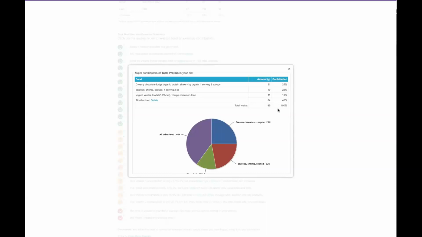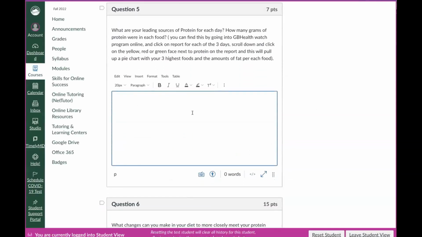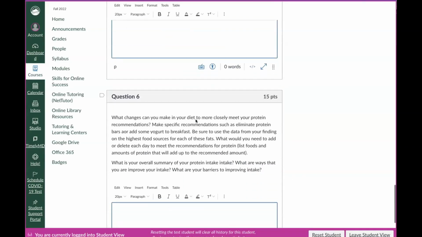So that's okay. And particularly when I put in my goal for GB Health Watch, I went a little lower in calories because I don't like the calories it gave me. So I kind of manipulated it. So the program's good for what it's good for, but the faces don't always give you the best information depending on what your targets are. So that's why I'm having you guys do this versus just going off of what they're telling you, if that makes sense. So I'm going to put in here my leading source of protein for each day.